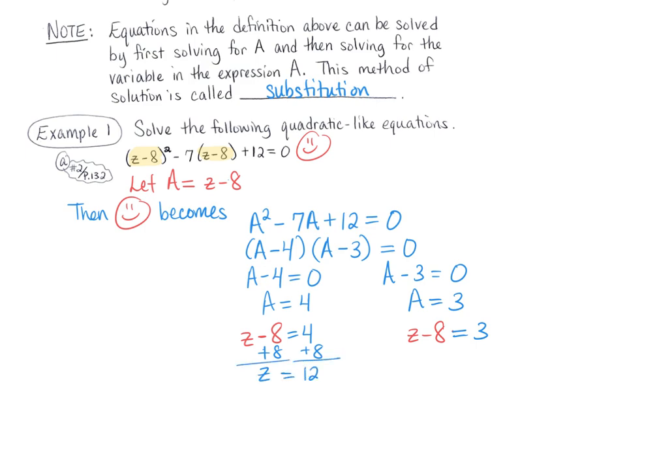Z equals 12. And then what do we do for the other? Plus 8, yes, to get? We get what? Z equals 11. Yes. So our solution set consists of 11 and 12. That's our final answer.